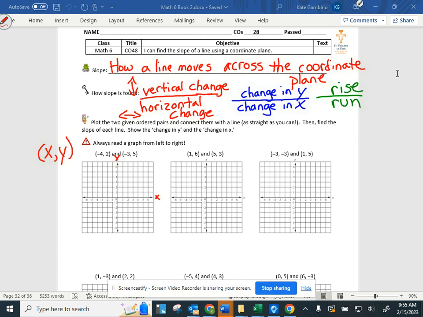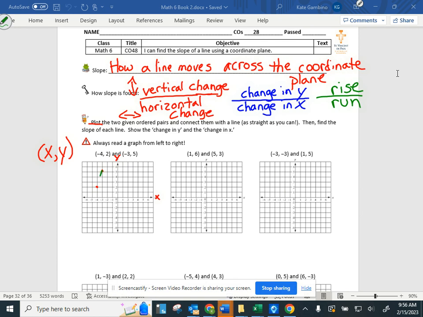So our first step is plotting our ordered pairs. So we have (-4, 2). We're going to plot that. We're going to go -4, up 2. Then we're going to plot our second one, (-3, 5). And we can see where we plotted them. And now we're going to connect them with a line.